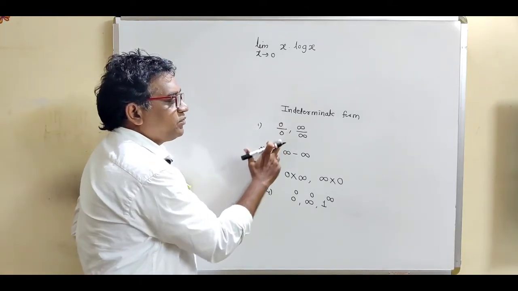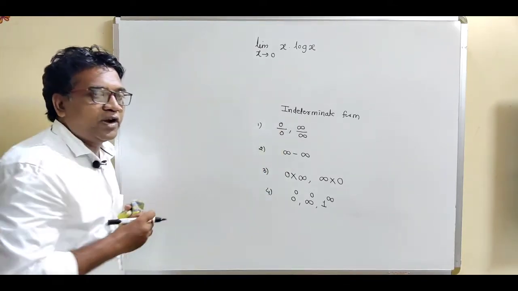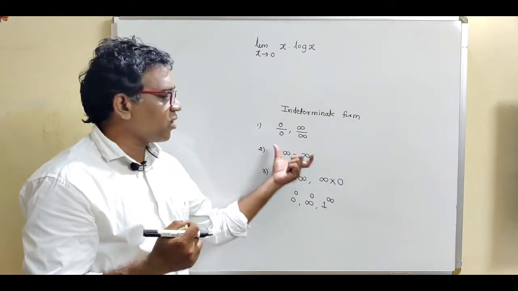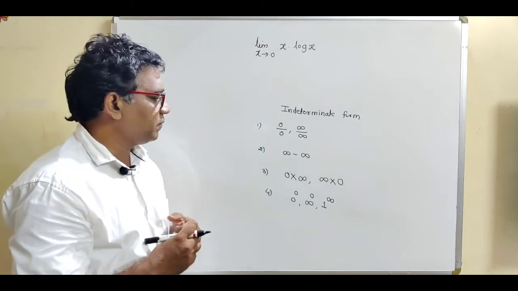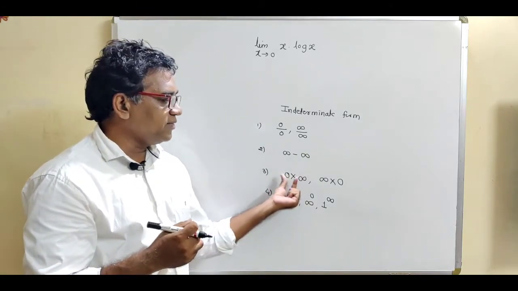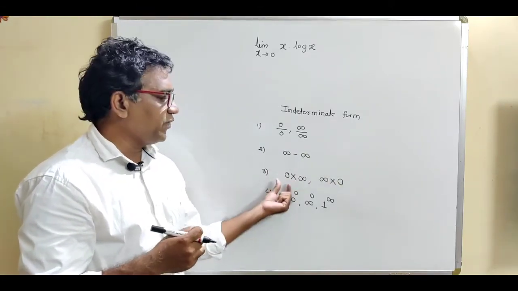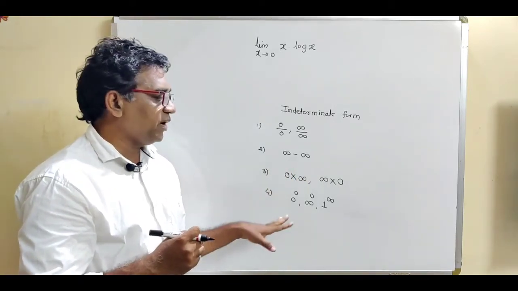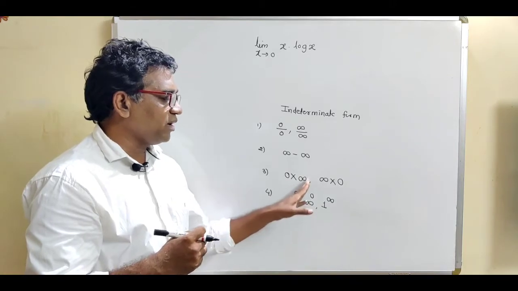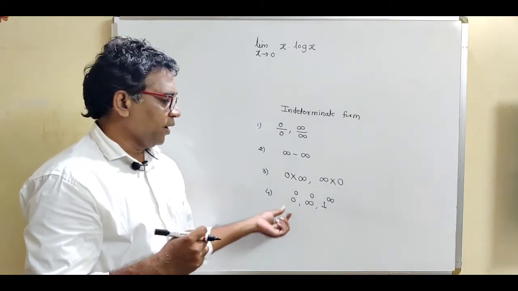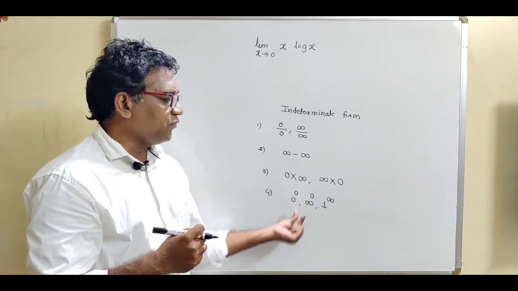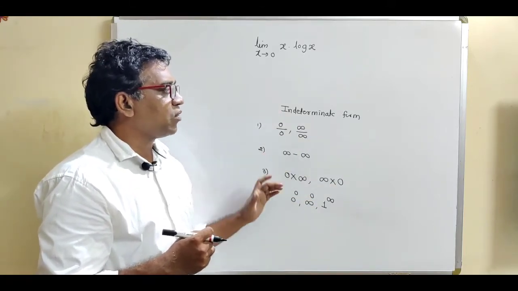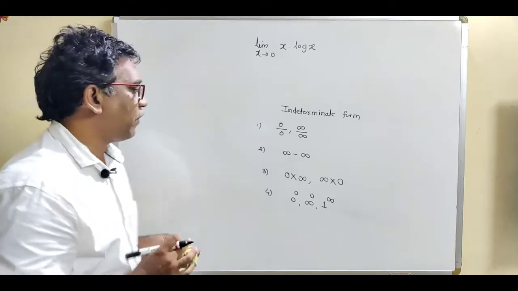The division form 0 by 0 and infinity upon infinity. Second form, it is about the subtraction or addition, infinity minus infinity. Third form, it is in terms of product, infinity with 0 or 0 with infinity. And fourth type of indeterminate form, it is function raised to another function. It is 0 raised to 0, infinity raised to 0 and 1 raised to infinity. These forms are called the indeterminate forms.